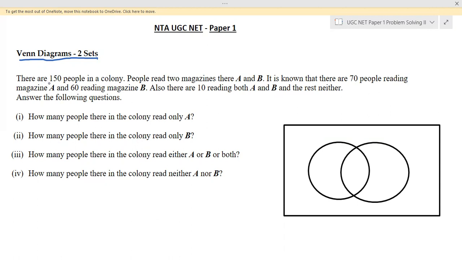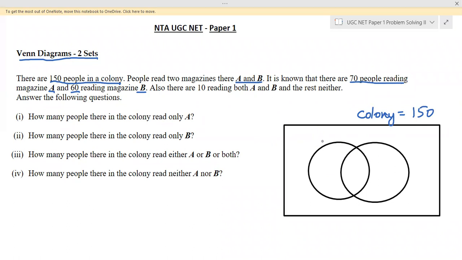Our question is: there are 150 people in a colony and there are two magazines A and B. It is also known that there are 70 people reading magazine A and 60 people reading magazine B. So there is a colony of 150 people. I'm going to take this rectangular box to be the colony, so there are 150 people living here. Let's record it here. And there are two magazines given, magazine A and magazine B.